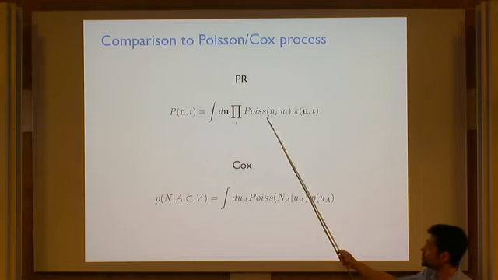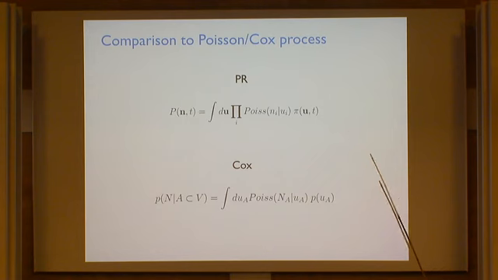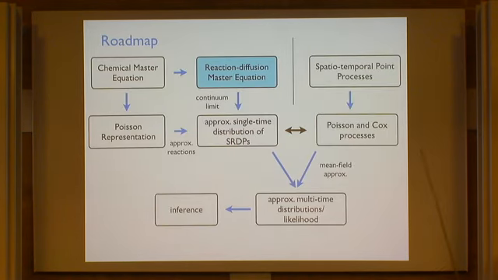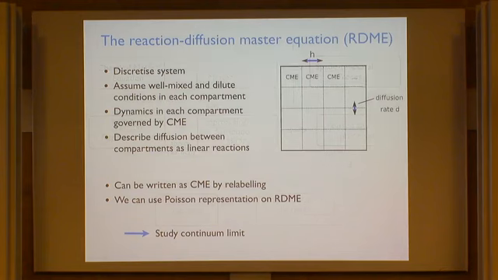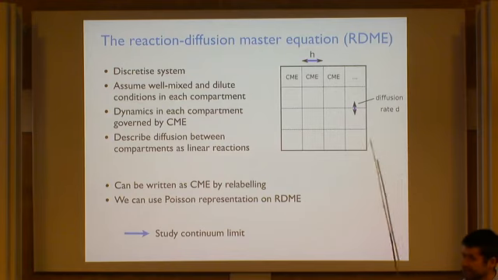We formulated the Poisson representation in non-space, right? So the next step is how do we go to space? We do this by using the reaction-diffusion master equation, which I guess most of you will be familiar with. We take the spatial system, discretize it into compartments, and assume well-mixed and dilute conditions in each compartment, which means that the dynamics in each compartment can be described by a chemical master equation. And diffusion between different compartments is modeled as jumps, as linear reactions.